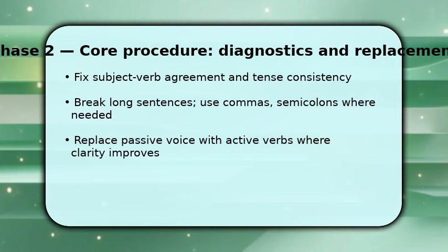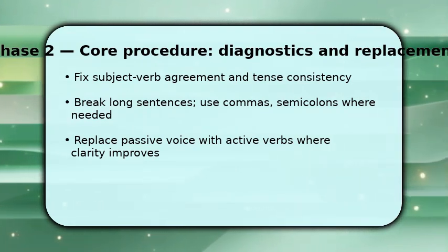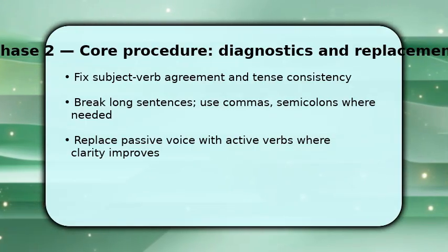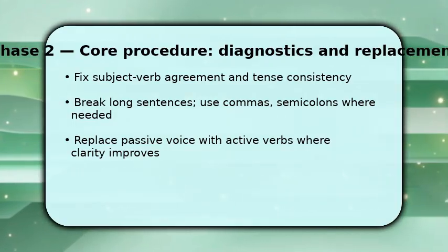You now work sentence by sentence, fixing agreement and tense first because consistency prevents cascading errors. When a sentence drags, split it into two or use a semicolon. This improves readability immediately. Once you convert passive constructions to active voice, the meaning becomes clearer. Check pronoun references after that to avoid ambiguity.